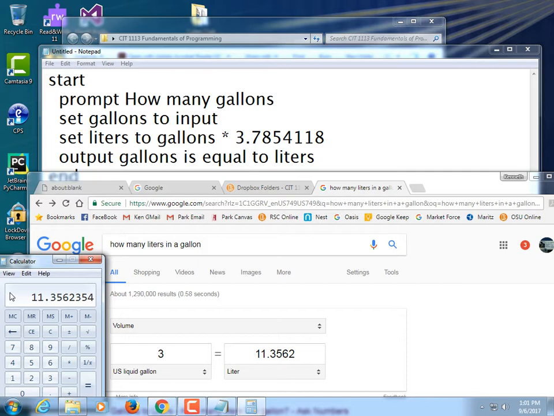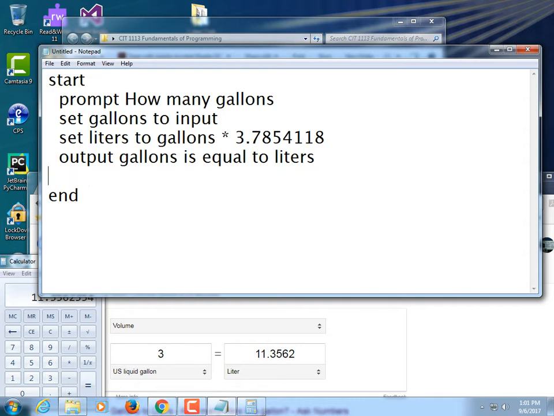Since we have to do it both ways for kilograms and pounds, how do we do that in pseudocode? Because all I could think of was if, but I don't know how to do if in pseudocode. Okay, so we got the first part done.